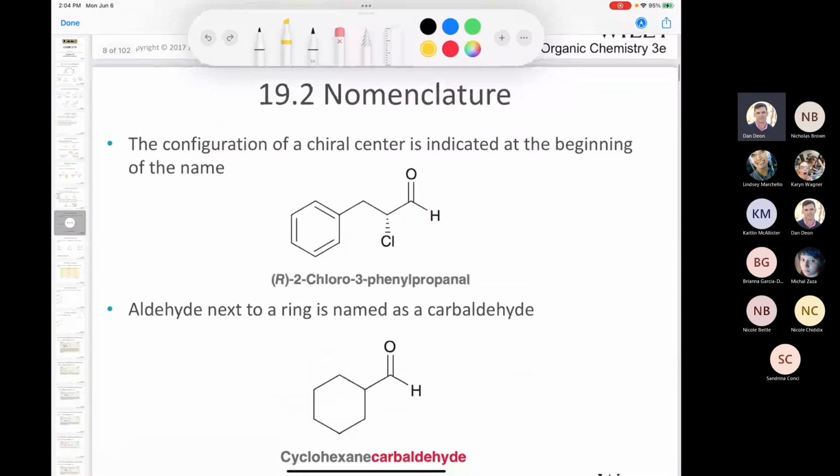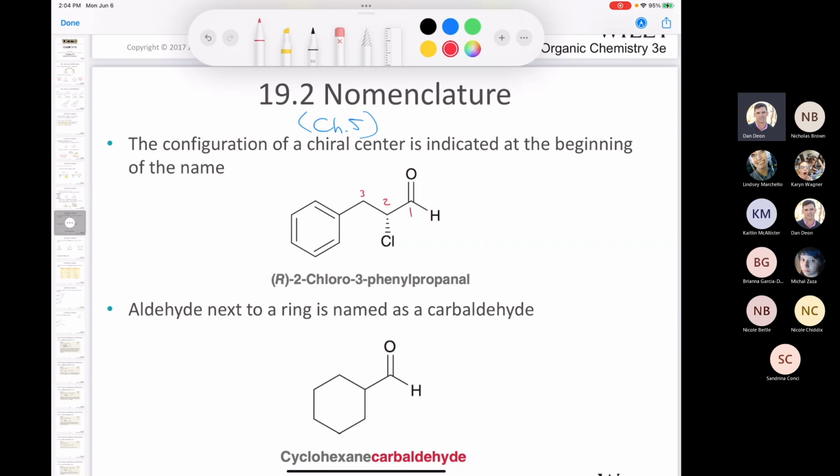So aldehydes and ketones. Now, of course, if you have a chiral center, that was covered in chapter 5 of Organic Chemistry 1, if you need to go back and review the rules of R and S. Of course, if you have a stereocenter, you have to indicate that at the beginning of the name. So let's see here. We've got our longest carbon chain, 1, 2, 3. So we've got a 3-phenyl and a 2-chloro, propanal, right?